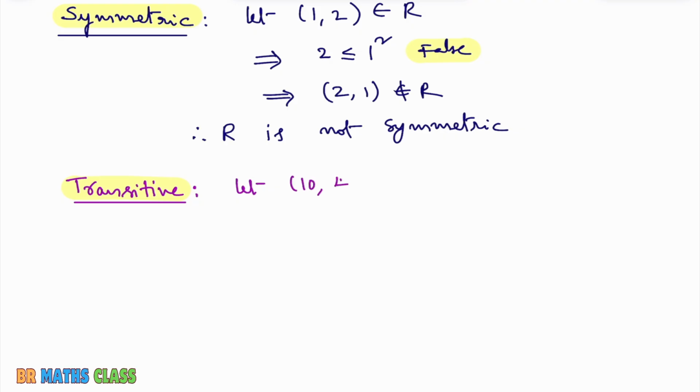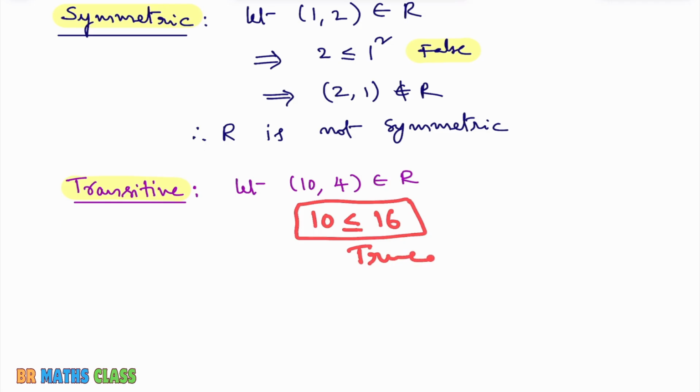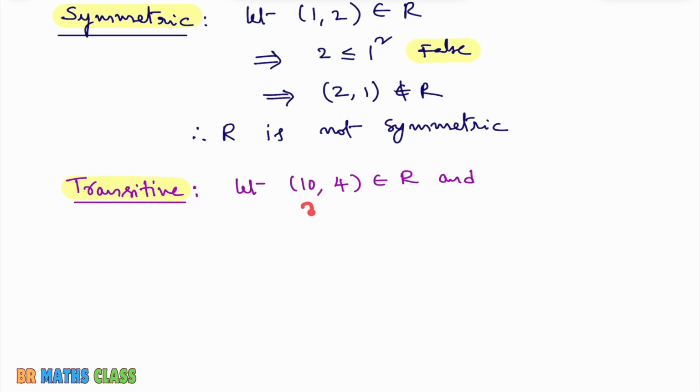I'll take 10 comma 4. I'll check whether 10 comma 4 is in this relation or not. First point, 10 is a real number, 4 is a real number. Second point, you need to check that a is less than or equal to b square. Here 4 square is 16. Is it true? 10 is less than 16. Yes, it is true. As it is true, 10 comma 4 belongs to this relation. Yes, correct. Now I am finding a pair of ordered pairs like x comma y.